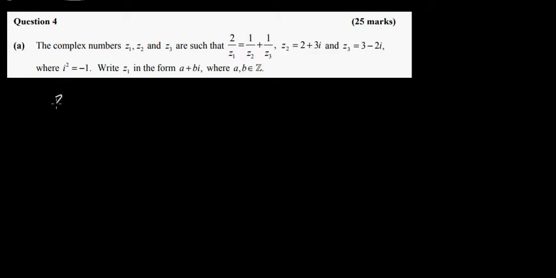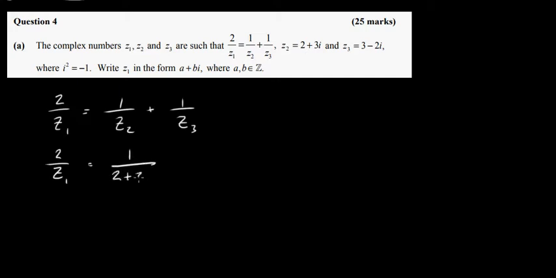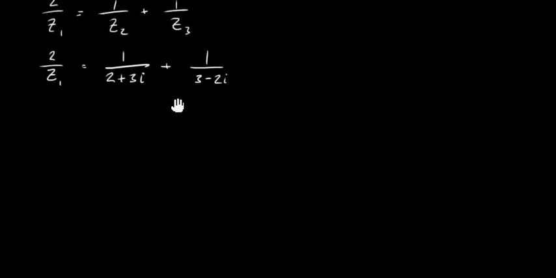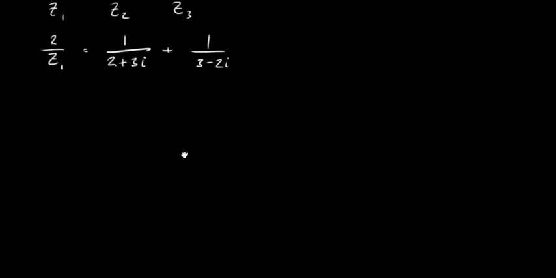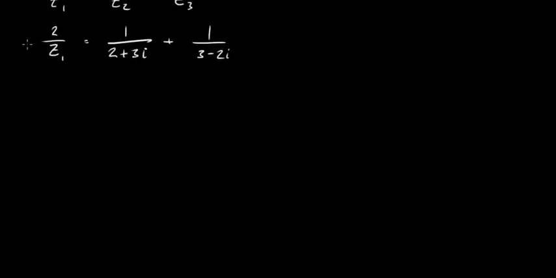Okay, so let's write it out. We've got 2 over Z1 is equal to 1 over Z2 plus 1 over Z3. Now we're given Z2 and Z3, we're not given Z1, so we should be able to isolate Z1. So let's see, Z2 is 2 plus 3i, and we've got Z3, which is 3 minus 2i. And we don't have Z1, so we should be able to just mess around with this, get Z1 on its own, and simplify the complex number that we end up with.